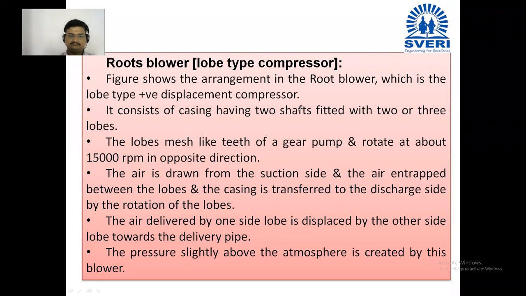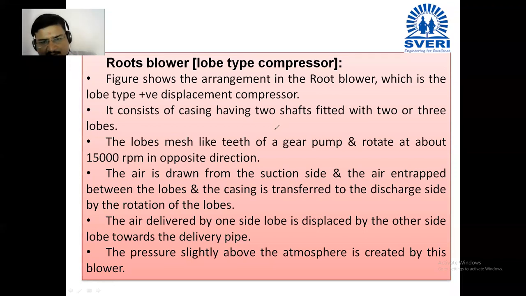opposite directions. The air is drawn from the suction side, and the air entrapped between the lobes and the casing is transferred to the discharge side by the rotation of the lobes. The air delivered by one side of the lobe is displaced by the other side lobe towards the delivery pipe. A pressure slightly above atmospheric is created by this blower.